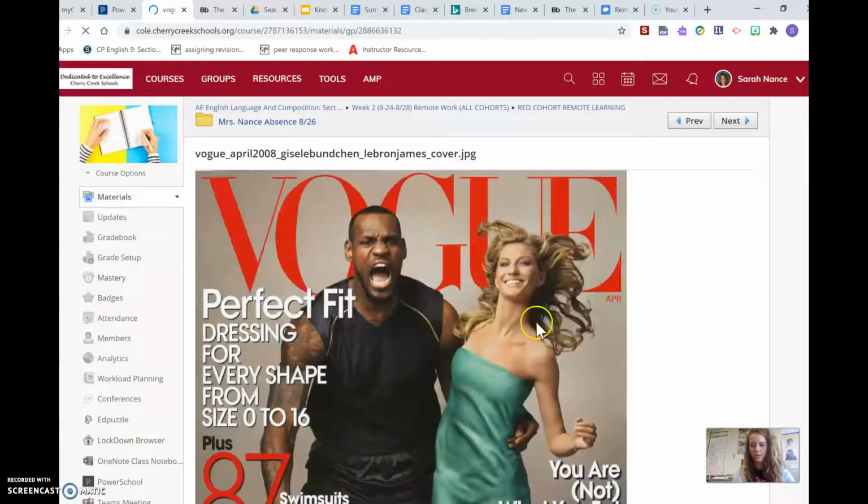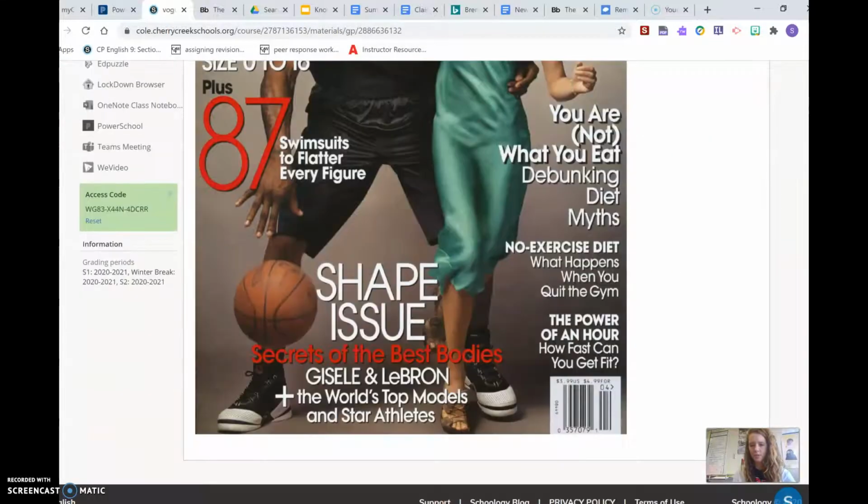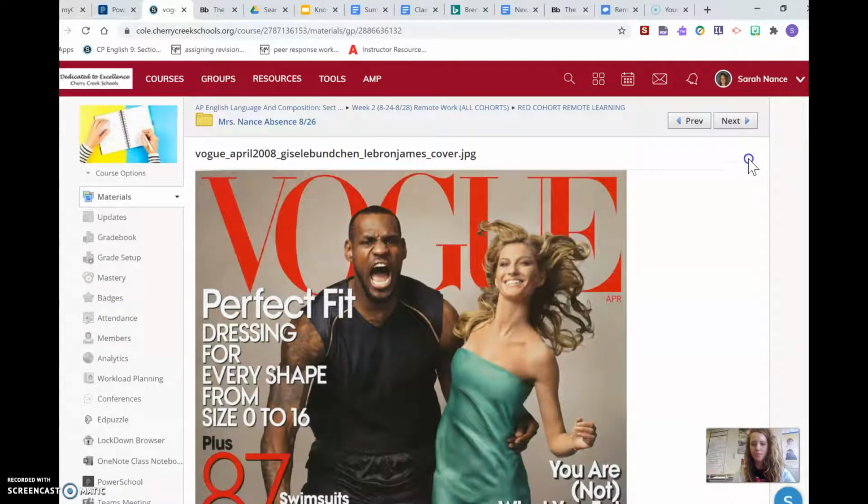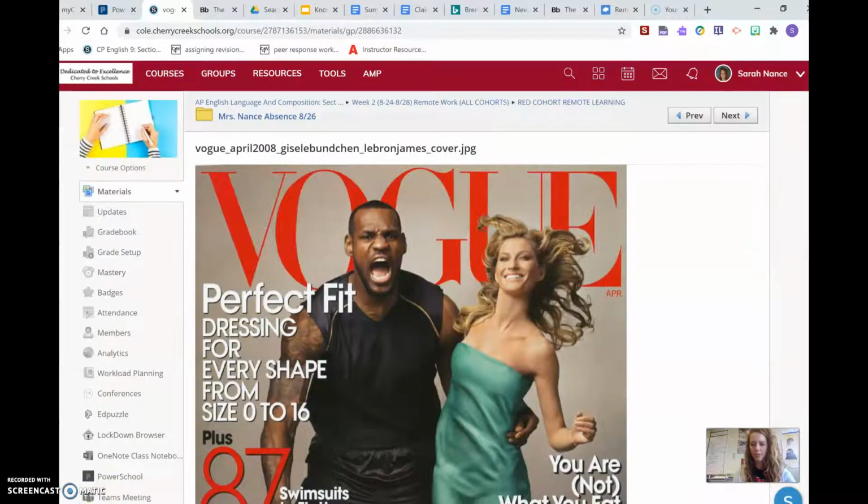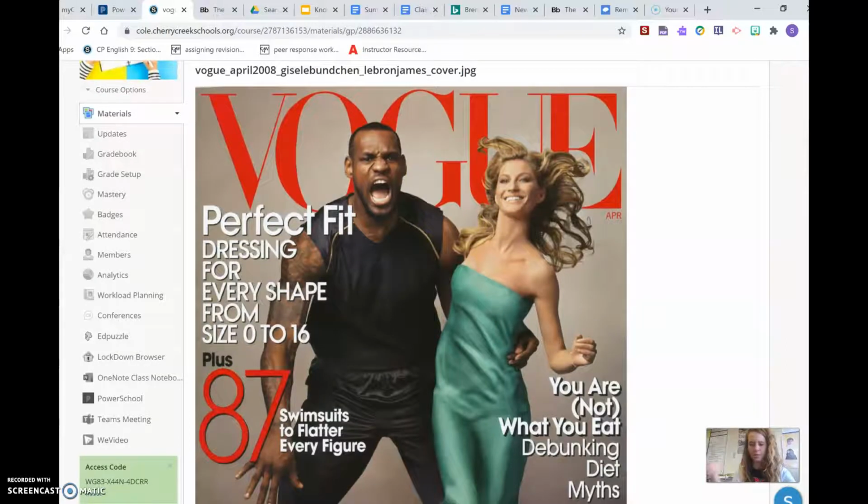So this is a really popular image from a couple years ago. We've got LeBron James on the cover of Vogue magazine, and then we have Gisele Bündchen, married to Tom Brady, supermodel. So it's these two megastars posing together. I want you to pay attention to the colors, the words on the page, the expressions on their faces, and we can start to think of this text as an argument. What is the argument that's being made here?